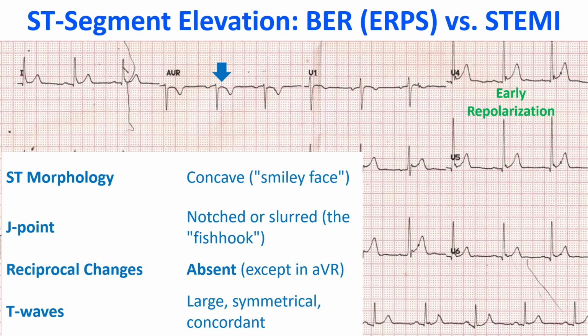We will review the patterns once again in this early repolarization ECG. You can see the concave upwards ST segment elevation, a notch at the J point, and minimal ST depression in aVR, which can be there in early repolarization. ST depression in aVR is equivalent to ST elevation in other leads. And you can see that T waves are large, symmetrical and concordant. Concordant means in the same direction as the dominant QRS deflection.